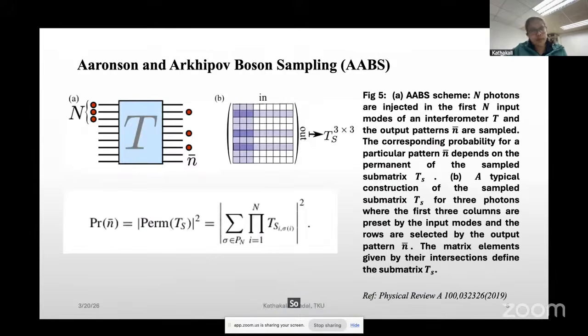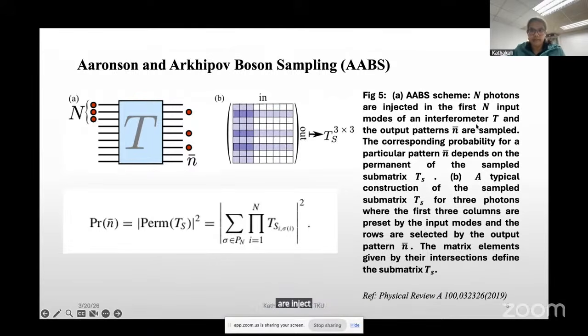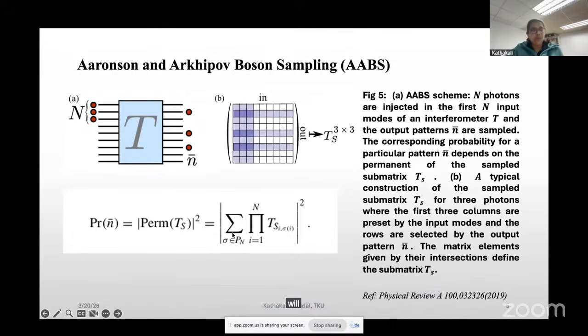So here is boson sampling. The boson sampling model or scheme was first proposed by Aaronson and Arkhipov. Their scheme is that if n photons are injected into an interferometer, we get a particular distribution, and the probability of getting a particular distribution n bar is this. Here TS is the submatrix of the matrix T.